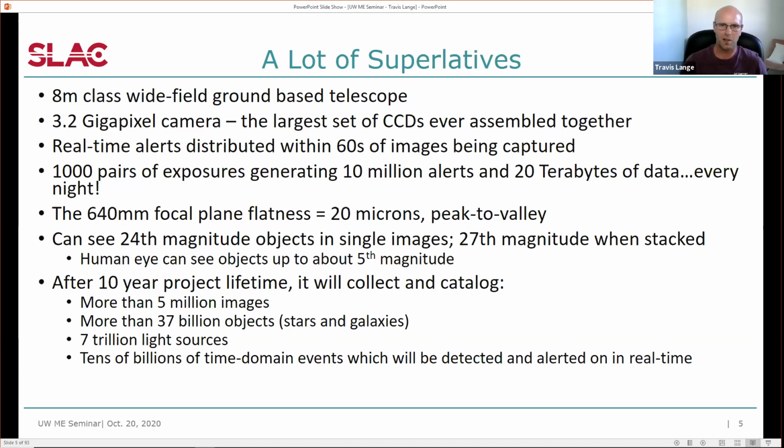Just for reference, 5th magnitude is about as good as a human eye can ever do, and that's even a bit of a stretch. So 10 years of the project, it's going to collect like 5 million images, 37 billion objects, 7 trillion light sources, and then tens of billions of time domain events, which will be the alerts that will be sent out and distributed.